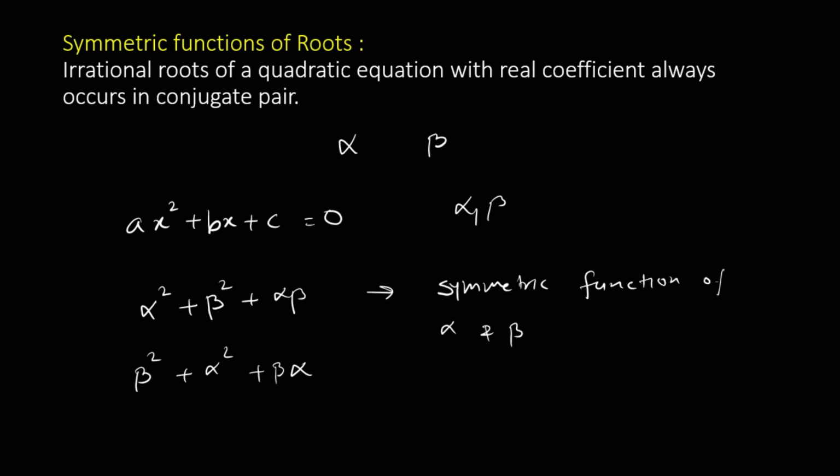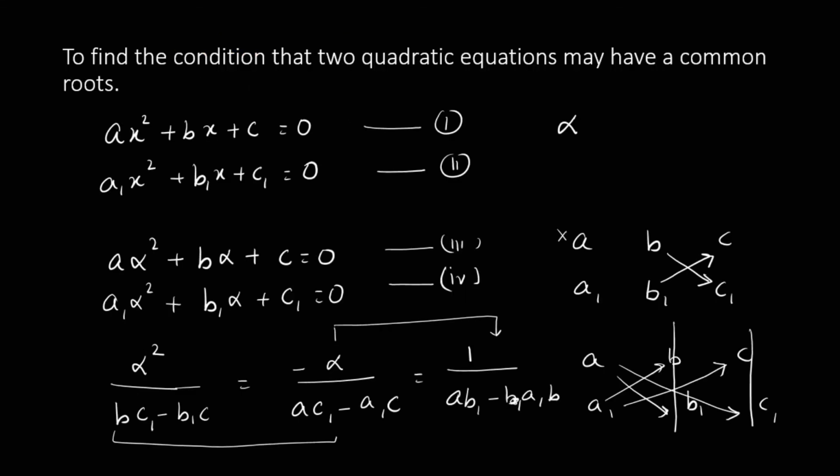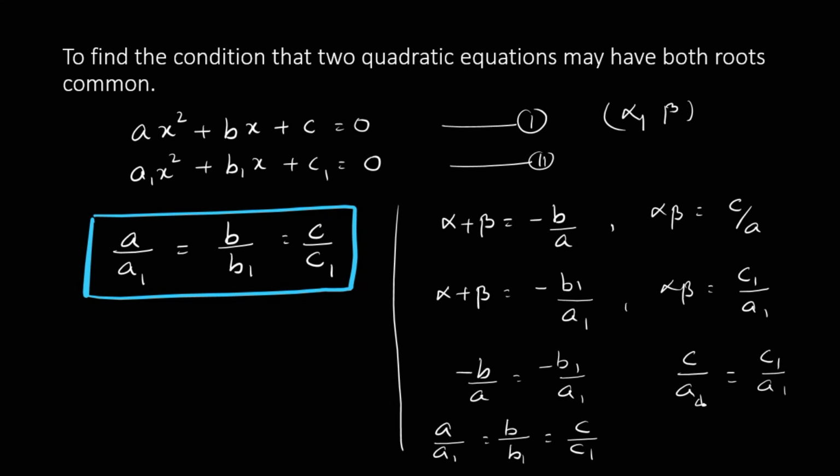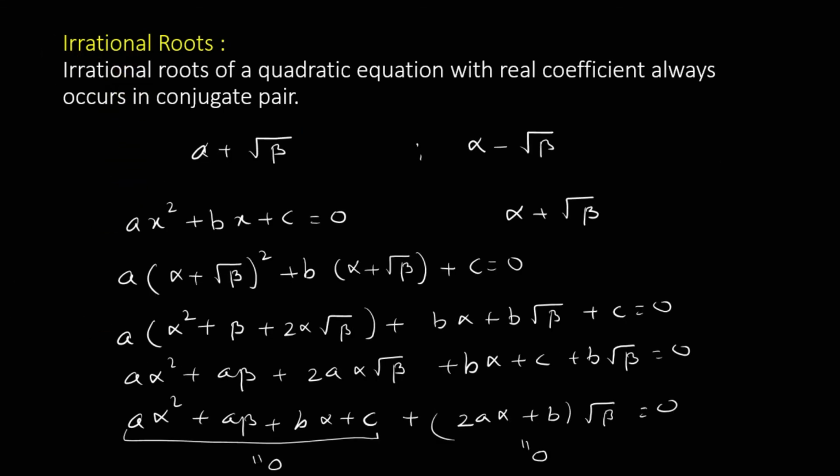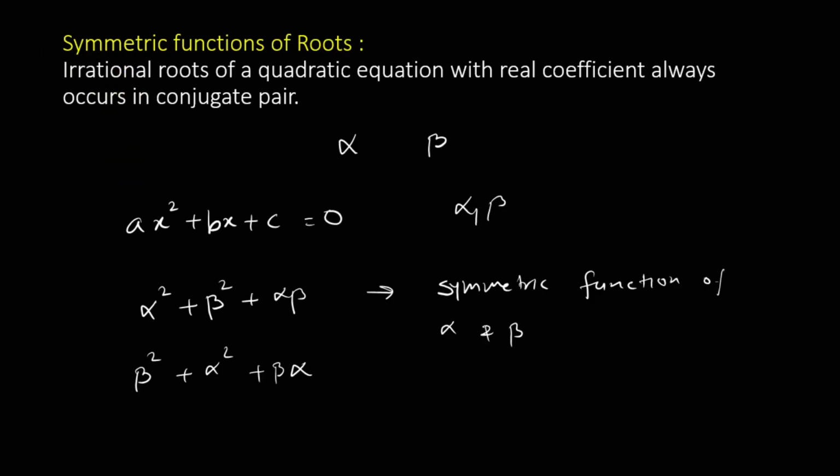So in this class we learned about the condition that a quadratic equation has one root, and the condition that a quadratic equation has two roots. After that we saw what you mean by conjugate roots, and we proved that conjugate roots occur in pairs. The same case happens in the case of irrational roots, and we also learned about the symmetric function of roots. So here we have completed our basic concept of quadratic equations. All the features, all the parameters, and all the higher school concepts of quadratic equations have been discussed.